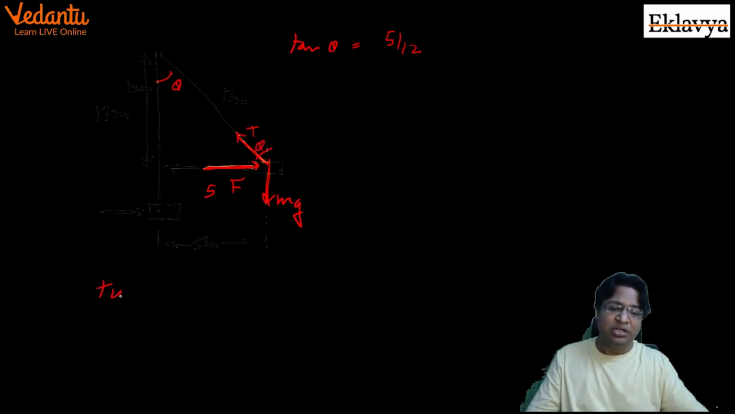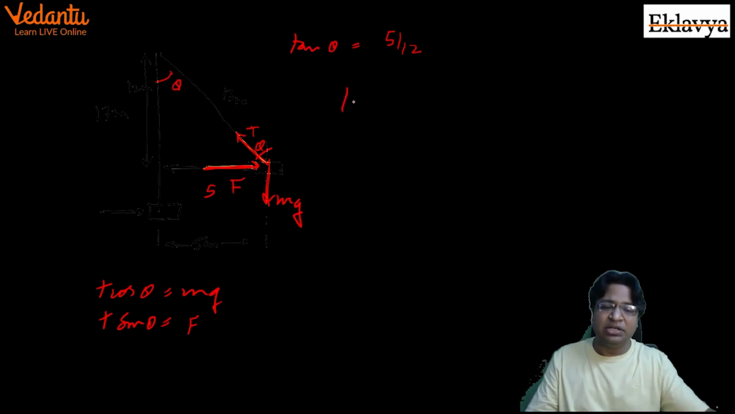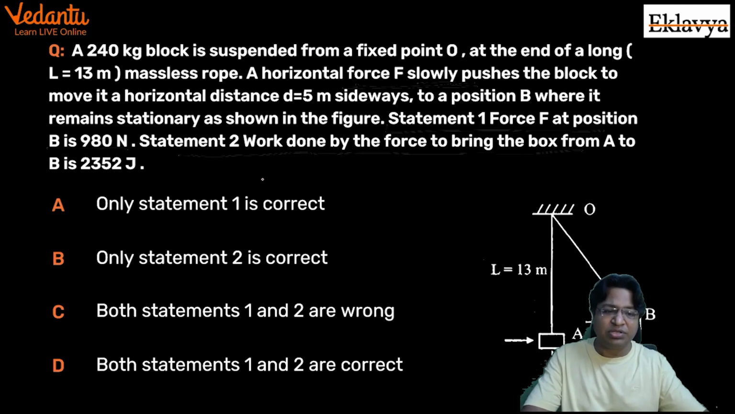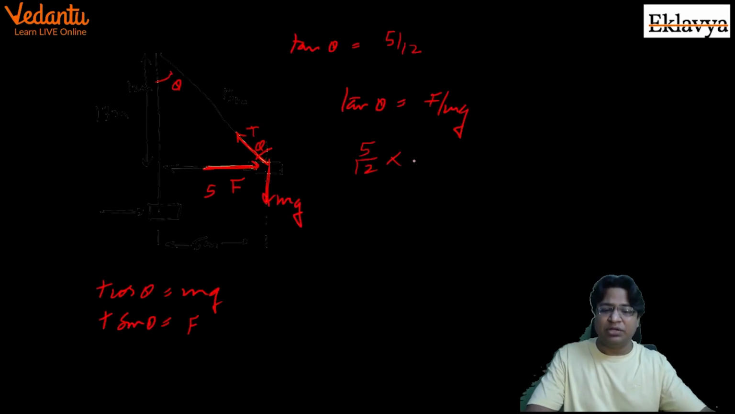So t cos theta would be equal to mg, and t sin theta will balance out f. So tan theta will be equal to f by mg. All right, tan theta will be equal to f by mg, and tan theta is 5 by 12. So f is 5 by 12 into mg. Now, mass is how much? Mass is given to be 240, so I'll multiply it with 240 into g. g is 9.8. So this will give me the force.